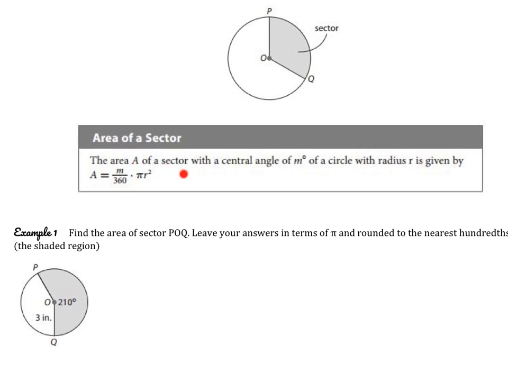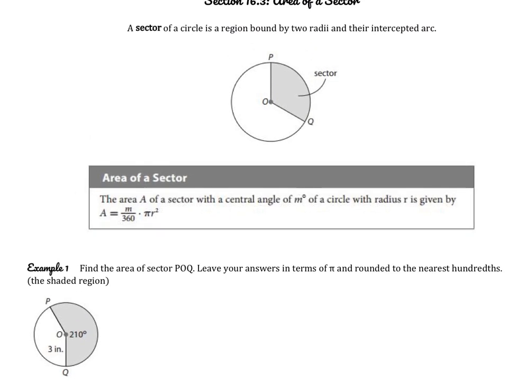So it says the area of a sector with a central angle of m degrees. So remember, the central angle in this picture above would be right here, of m degrees, of a circle with a radius of r, is given by: we take our m value, we divide it by 360 again, but this time we multiply by pi r squared. And remember, pi r squared is that area formula.